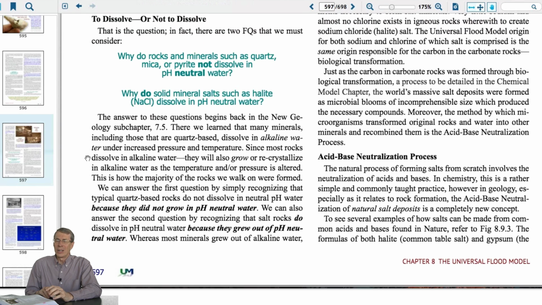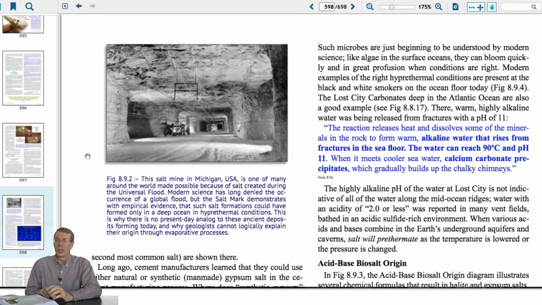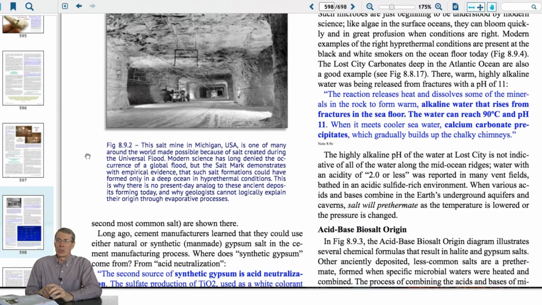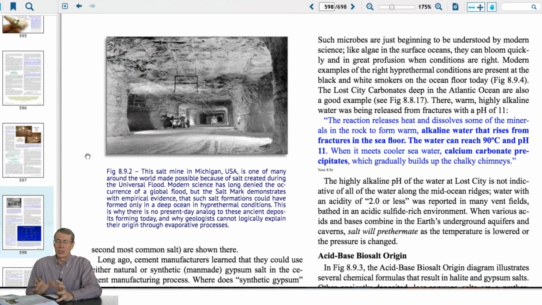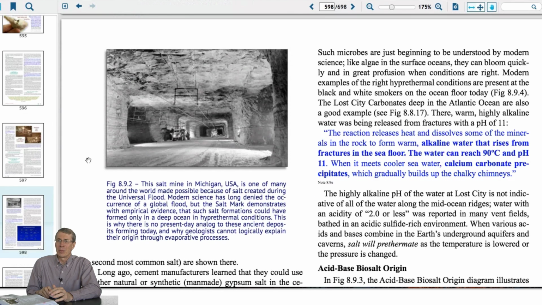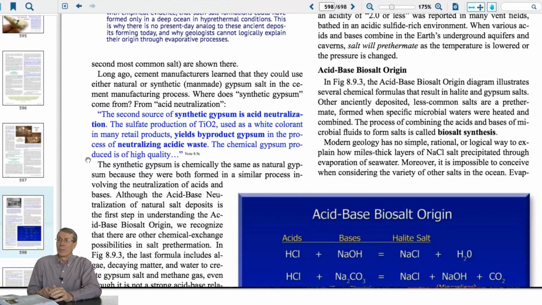And it's very descriptive, where we go into a lot of detail, showing this is a salt mine here in Michigan, showing how much of the salt this actually is under most of the state there. Several of the states have huge geological deposits, and we're going to talk about that in just a second. But first, let's go to the acid-base biosalt origin.